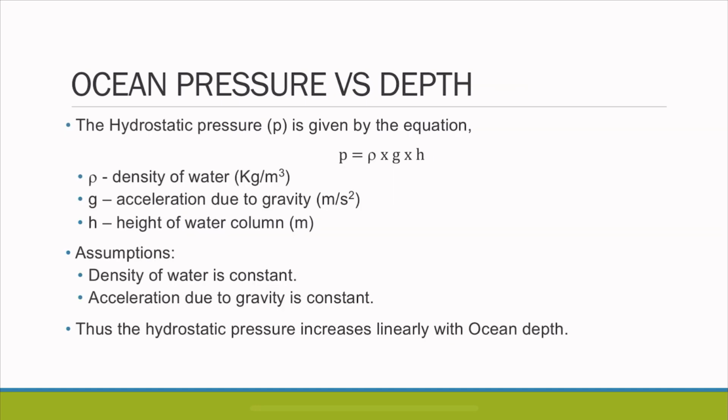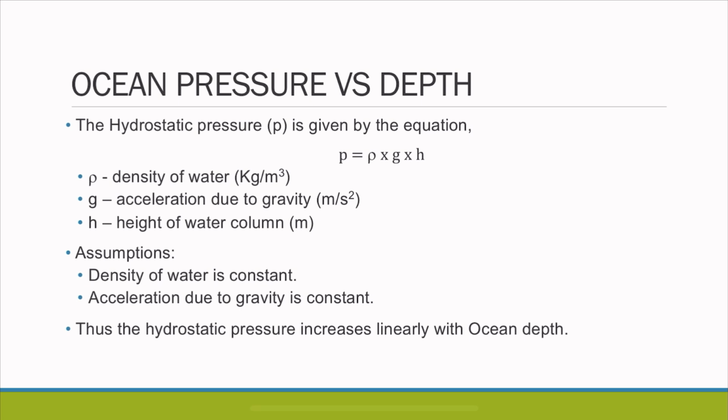So let's talk about ocean pressure with respect to depth. Now, the hydrostatic pressure is given by this equation, P equals rho g h. So it depends on the density of water, the acceleration due to gravity, and the height of the water column. Now, we're going to make some assumptions here. First is about the density of water. We're going to say the density of water is constant at 1,000 kilograms per meter cubed.